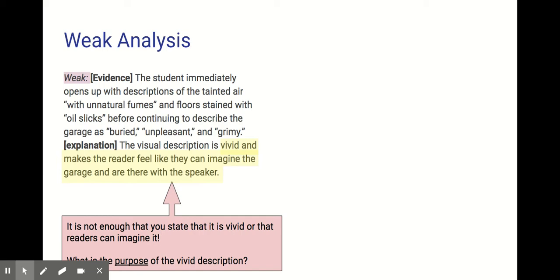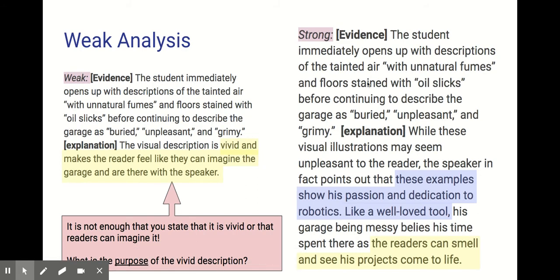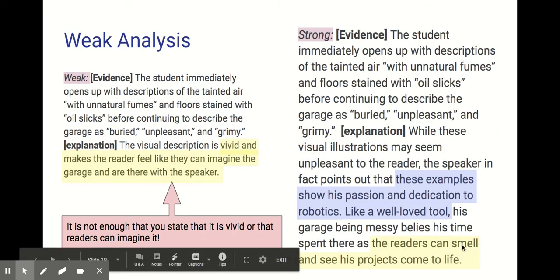Rather than simply describing if imagery is vivid or dull, describe the use of imagery and how it's rooted in the characterization or what the speaker is showing. That would be explaining the purpose of this particular use of imagery in the context of the text. Like in our strong example, where it takes the specific quotes. It does say that it makes the reader smell and see the projects come to life, but it is more specific about what the use is. So, comparing it to a well-loved tool, showing the passion and dedication, and there is a stronger purpose.